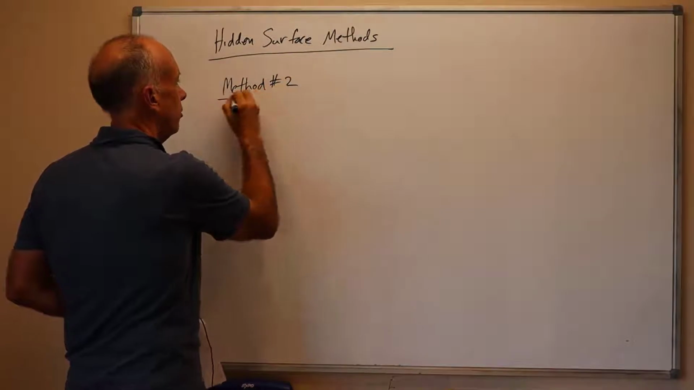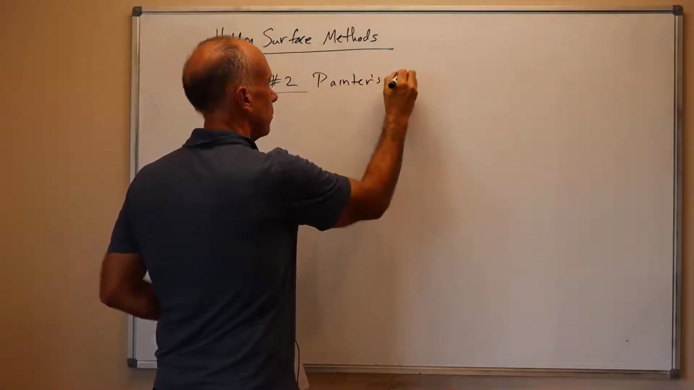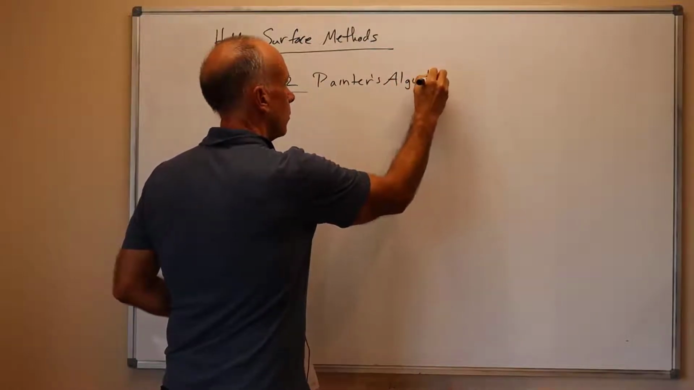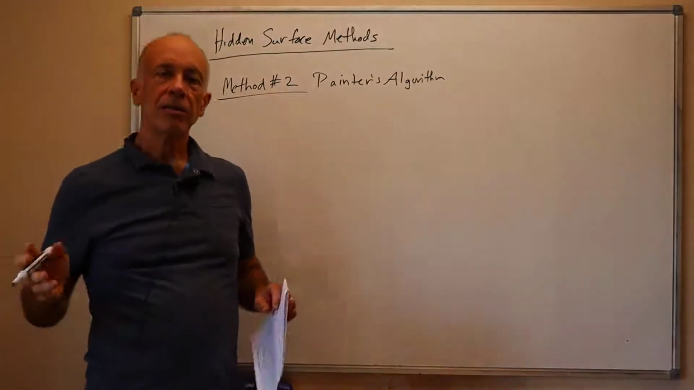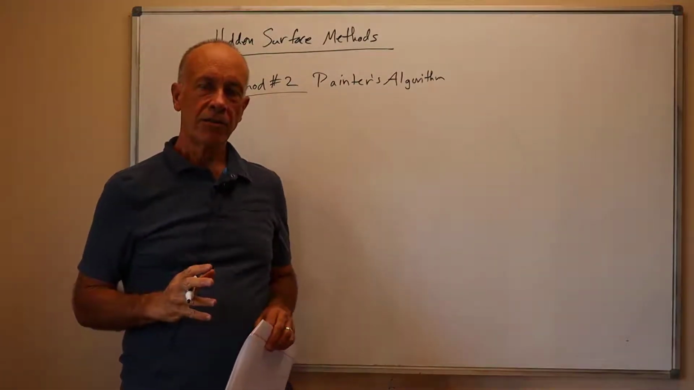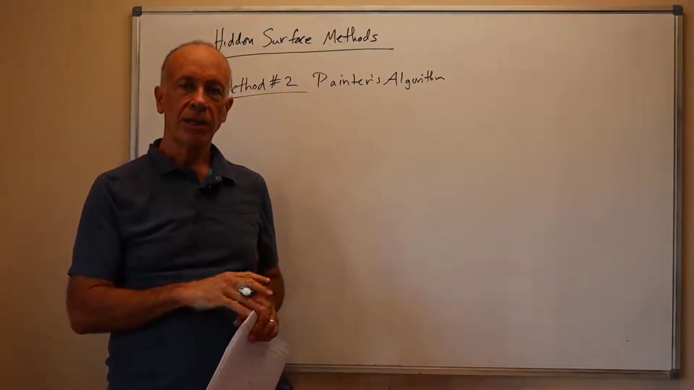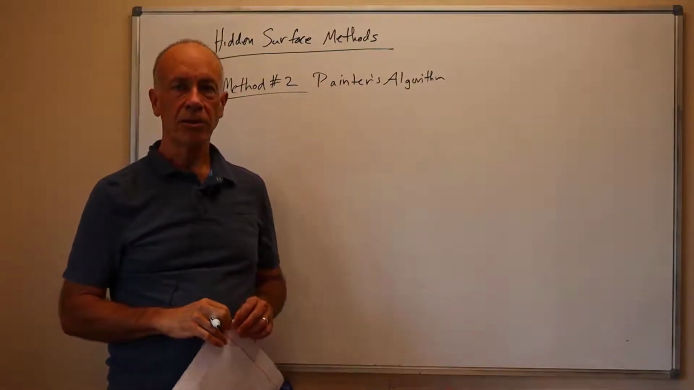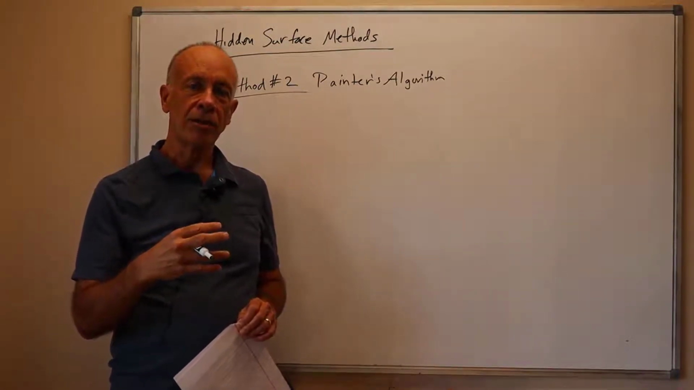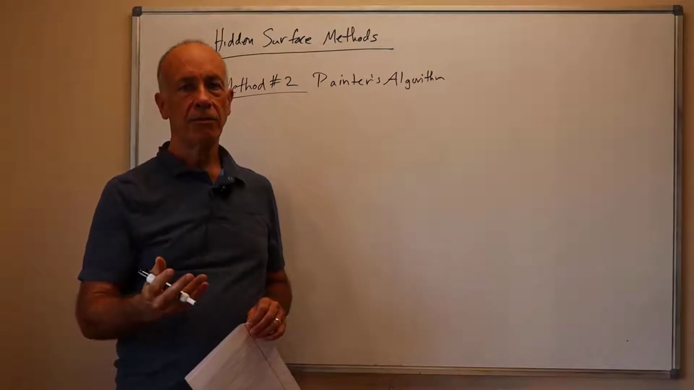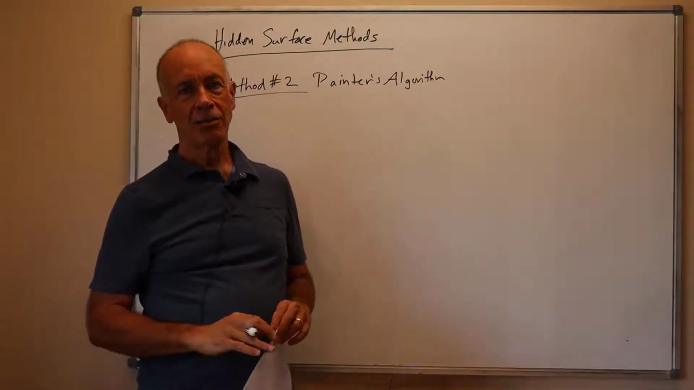So method number 2 is the painter's algorithm. And the painter's algorithm has a very simple idea. You sort the triangles so that the furthest triangles from the viewpoint or the camera get rendered first, and then you successively sort closer and closer triangles to the viewer, and you let the closer triangles overwrite the further away triangles. So we render all the triangles, but we only end up seeing the ones that are not hidden by the closer ones.